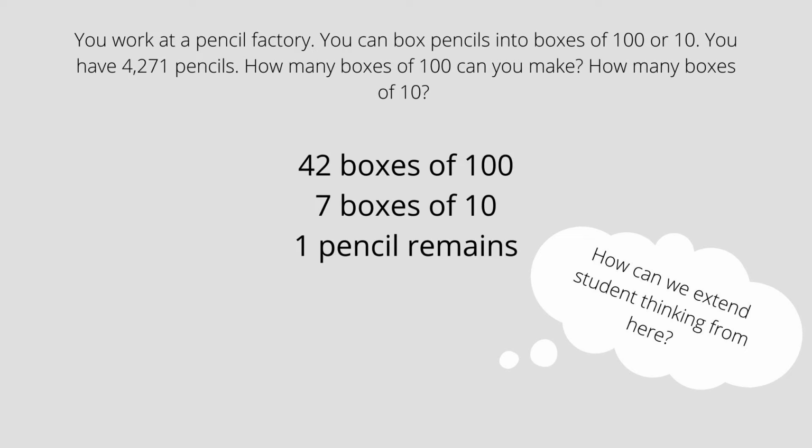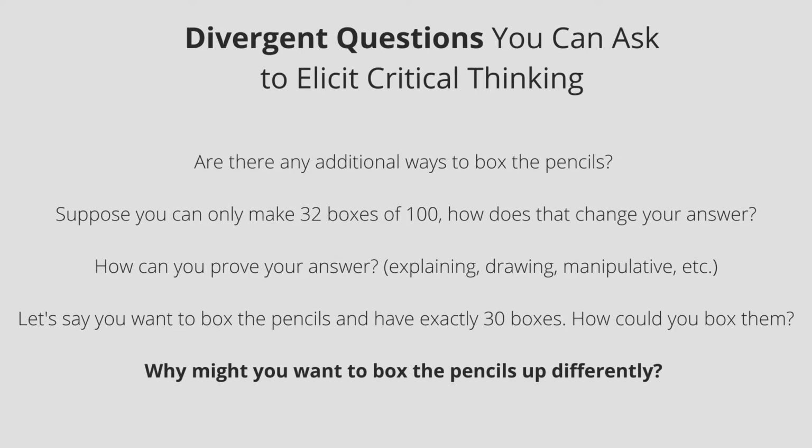Here are some divergent questions you may ask students. Are there any additional ways to box up the pencils? Let's suppose you can only make 32 boxes of 100. How does that change your answer? How can you prove your answer? Either by explaining and justifying, drawing a picture, or using a manipulative of some sort.